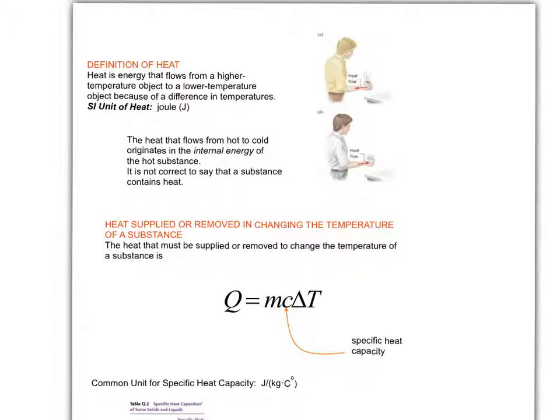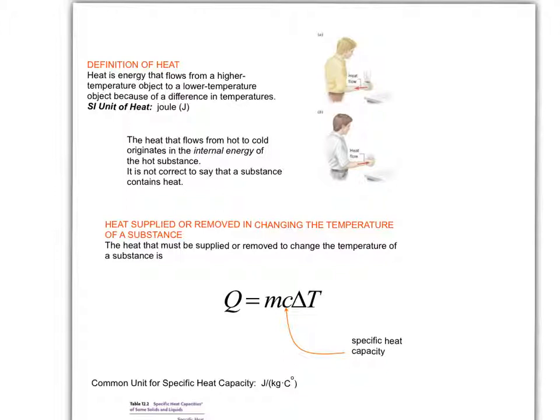So, the definition of heat: heat is the energy that flows from a higher temperature object to a lower temperature object because of the difference in temperatures. We have an SI unit for heat, which is joules. The heat that flows from hot to cold originates in the internal energy of the hot substance, and it's not correct to say that a substance contains heat.